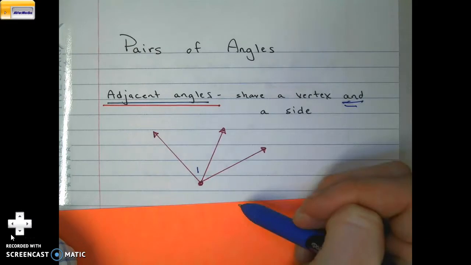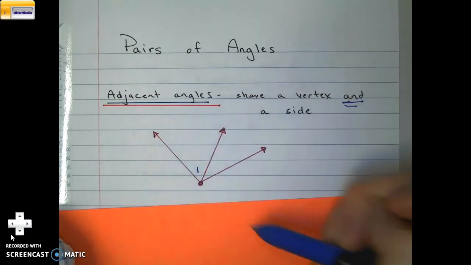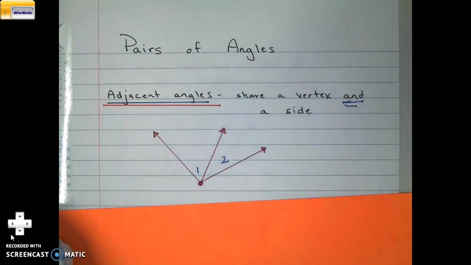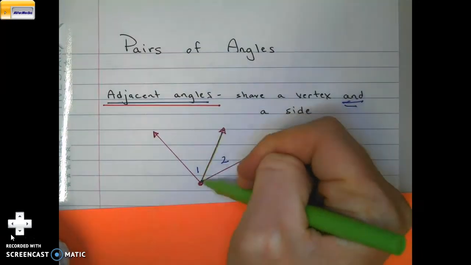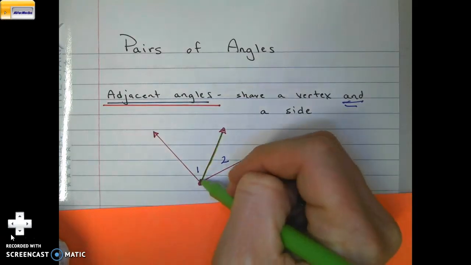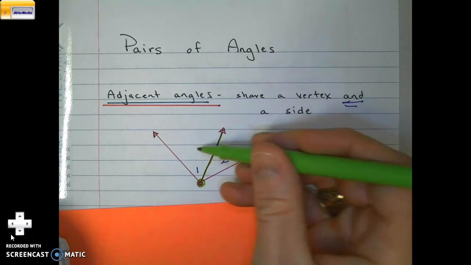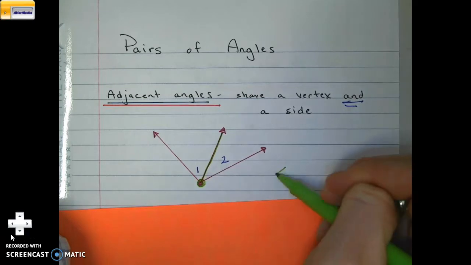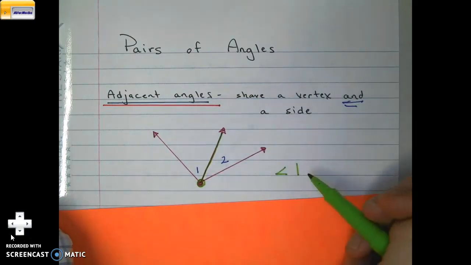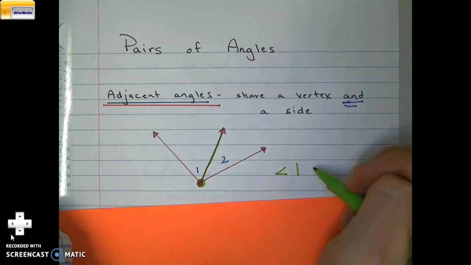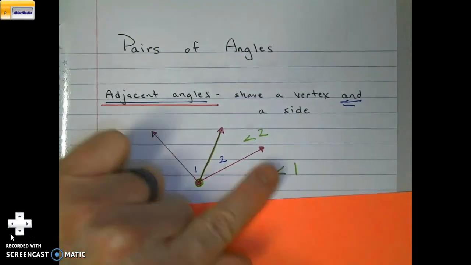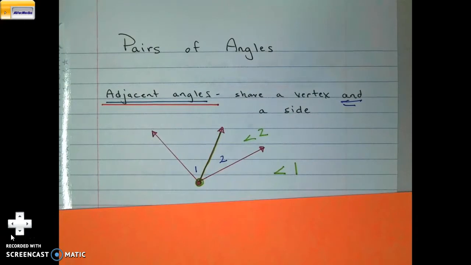I'm going to show you how you do this. This right here would be considered angle 1. This right here is angle 2. They both share this side right here, and they both share the same vertex. So these are considered adjacent angles. The way you might see this in a math book, this would be angle 1. Yes, it looks like the less than sign, but that's how you say angle. And this would be angle 2. You don't have to write those two things down. I'm just showing you how you might see angles.